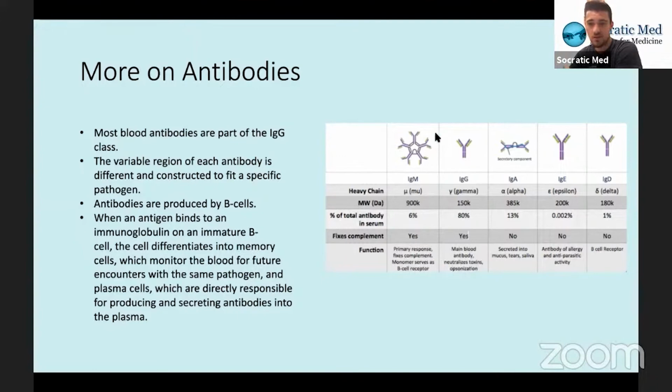IgG antibodies are the ones that we're probably going to be talking about for the entire time. They're sort of like the prototypical antibody. They neutralize toxins, opsonization.